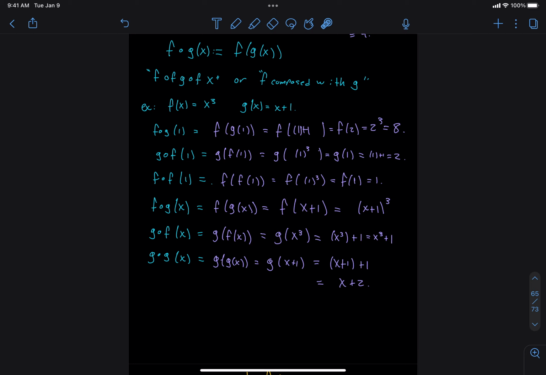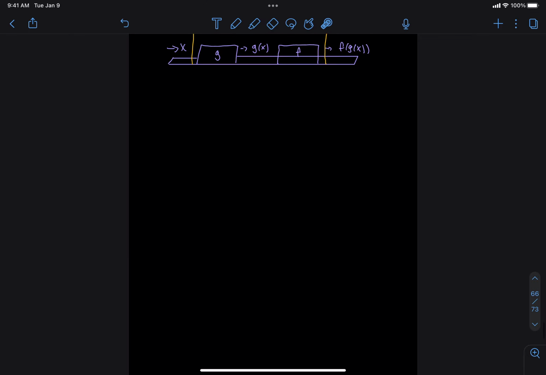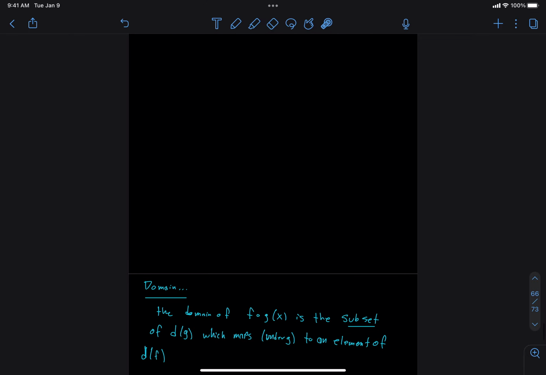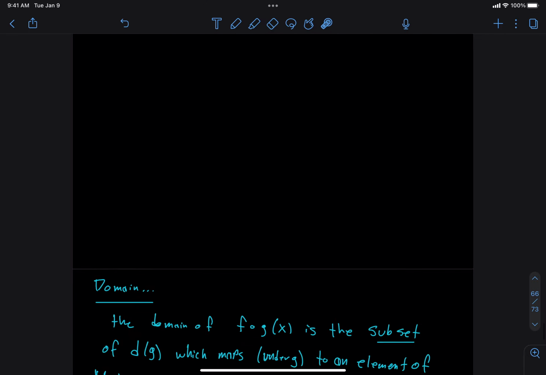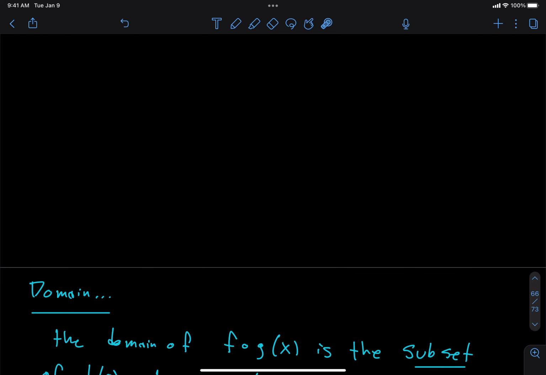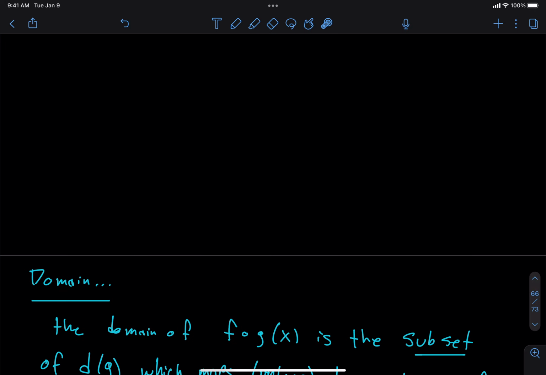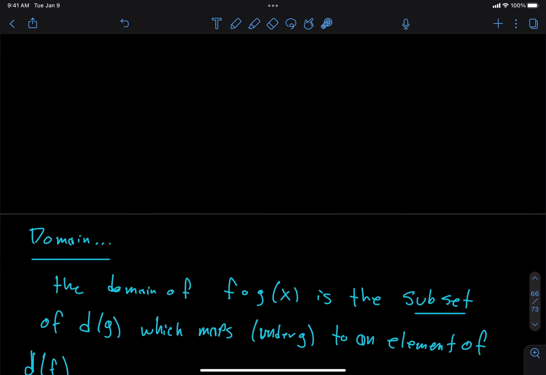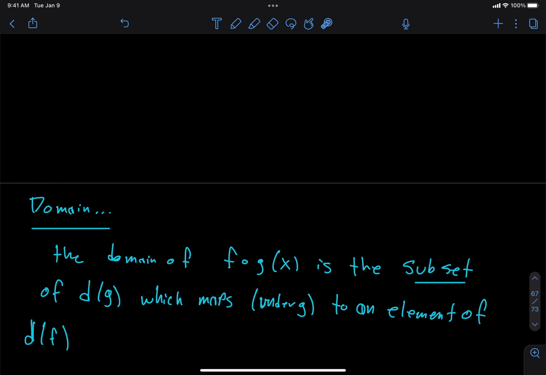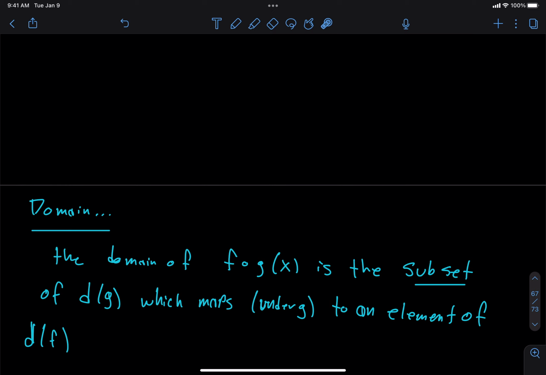All right, doesn't seem like there are. So let's talk about something more complicated. And this was probably the most complicated thing that we're going to talk about in chapter 1. And in my experience, students really don't like talking about the domain of a composition of functions because there's kind of a lot to unpack.